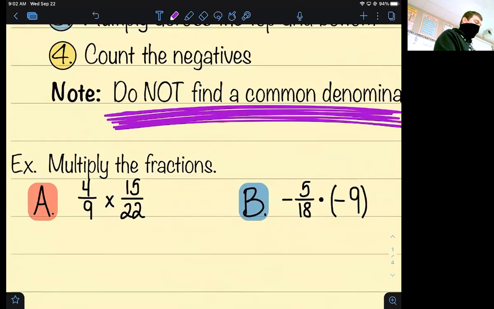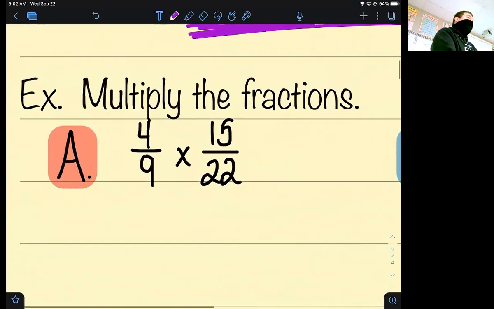What do I mean by canceling though? Well, canceling is like reducing, but you can do any top number and any bottom number. So when I look at this problem, before I multiply, can you tell me, is there any top and bottom number that have common factors? Common factors. Ella, what do you see? 22 and 4. What goes into 22 that also goes into 4? 2. 2 goes into 22 11 times, and 2 goes into 4 twice.